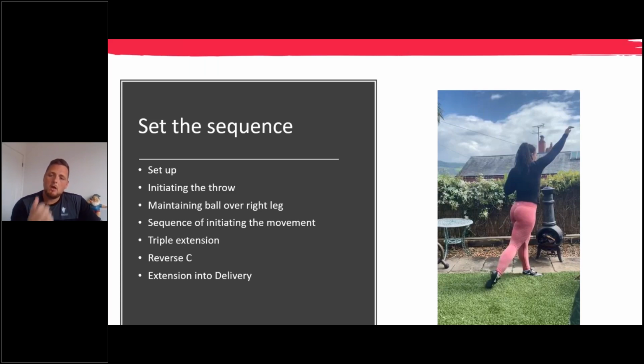Maintaining the ball over the right leg throughout the whole throw, and we'll visit that in some further slides. Sequence of initiating the movement. Again, right foot, right knee, left arm, punch the shot. Triple extension, reverse C, which will come in later, and then extension in delivery.